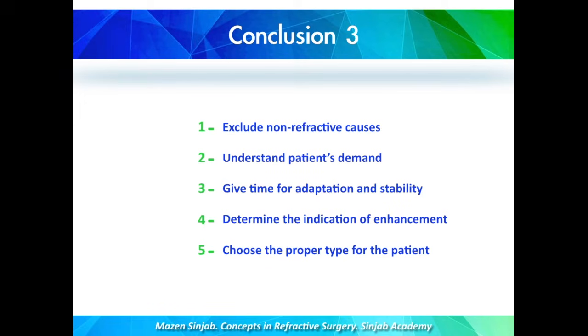Finally, we have to choose the proper type for treatment for the patient, and this is conclusion number 3. So conclusion number 3, exclude non-refractive causes, understand patient's demand, give time for adaptation and stability, then determine the indication of enhancement and choose the proper type for the patient.